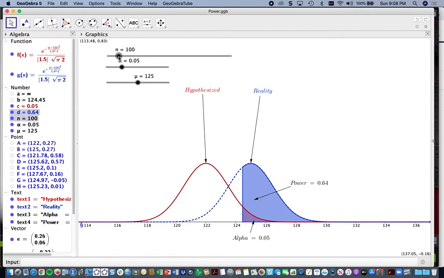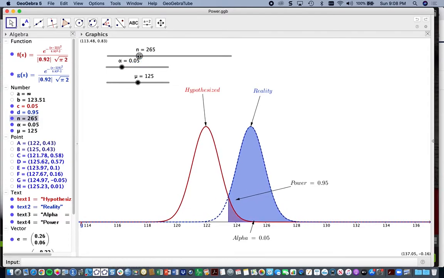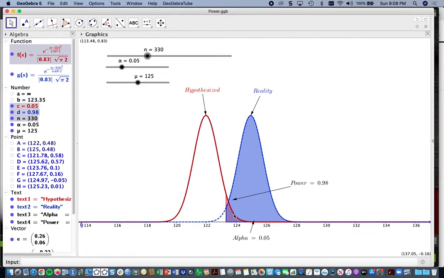All right, and I put this on a slider so that I can see what happens. If I increase the sample size, let's say to about 330, notice that this red part of the graph, or I guess it's in purple now, is the top 5% of the red graph. And the probability of actually getting a value that is in that top 5% is going to be about 98%. So if we did the same test with a sample of 330 instead of 100, we would be pretty sure that we're going to reject the null hypothesis.